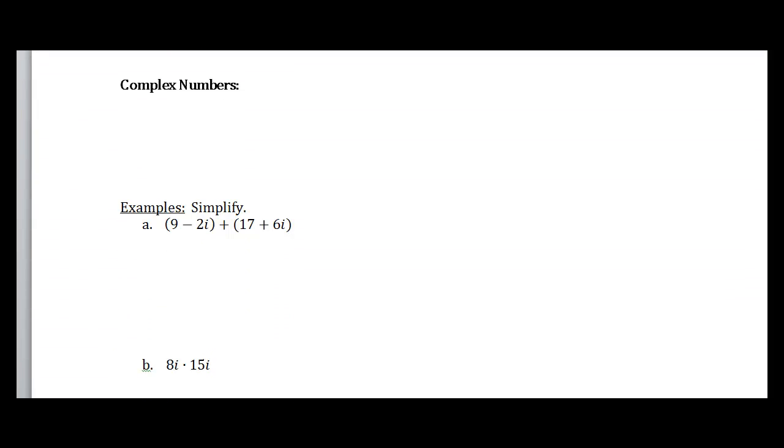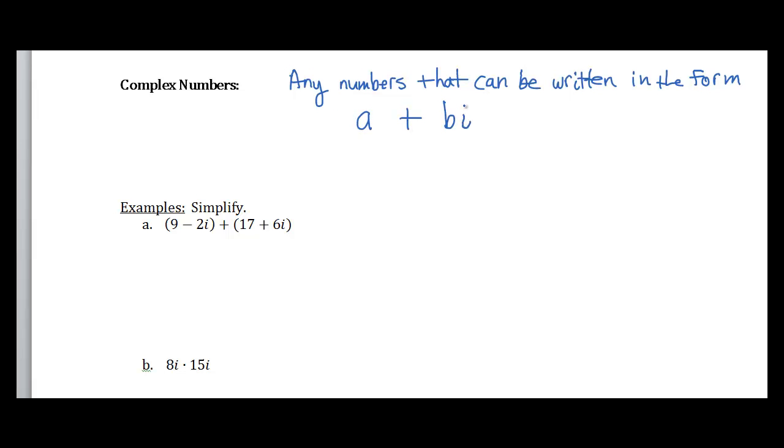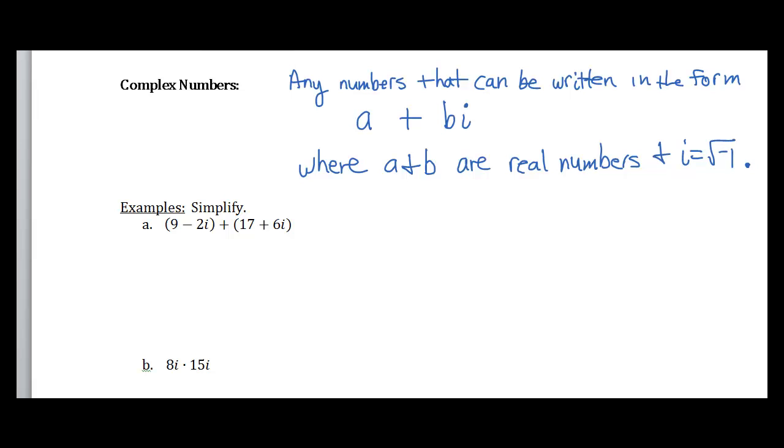Actually, before we get to other examples, we're going to talk about complex numbers, which is the title of this section. Complex numbers can be defined as any number or numbers that can be written in the form a plus bi, where a and b are real numbers, and i equals the square root of negative 1. So a and b are real numbers, and i is our imaginary unit. If I can write a number like that, then that's what I'm calling a complex number.